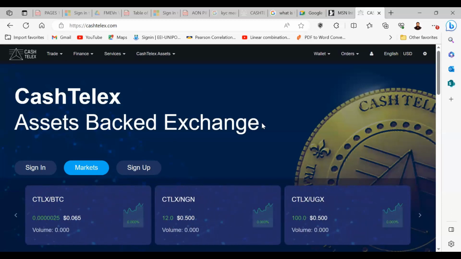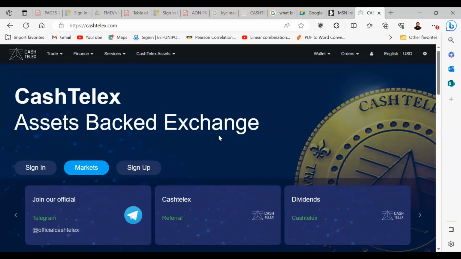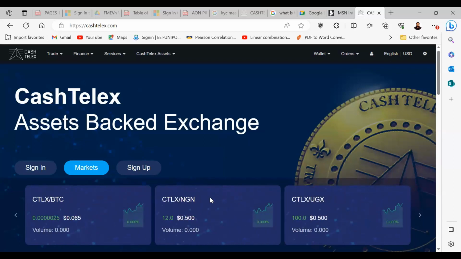If you look at the flash, if you are very conversant with PowerPoint presentation, you will see some slides coming and going. It's telling you at a glance, like where my cursor is, we have CTLX and Bitcoin. When you pair them, the current price of CTLX now is 0.0025. When you convert it to USDT, it is $0.06. That is telling you how the market is. But if you want to go in to trade, you click sign in.